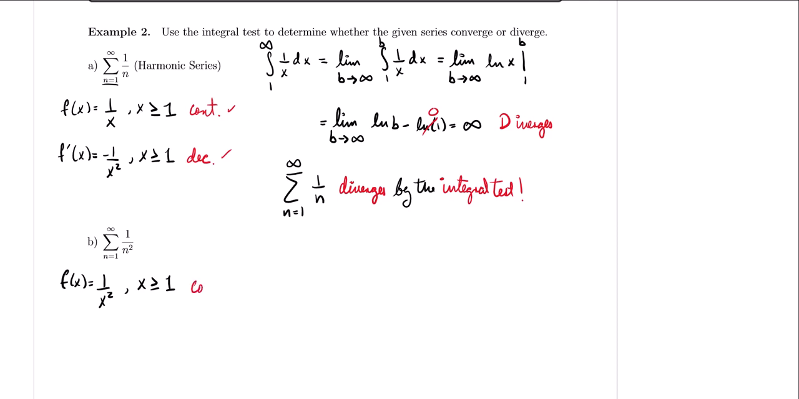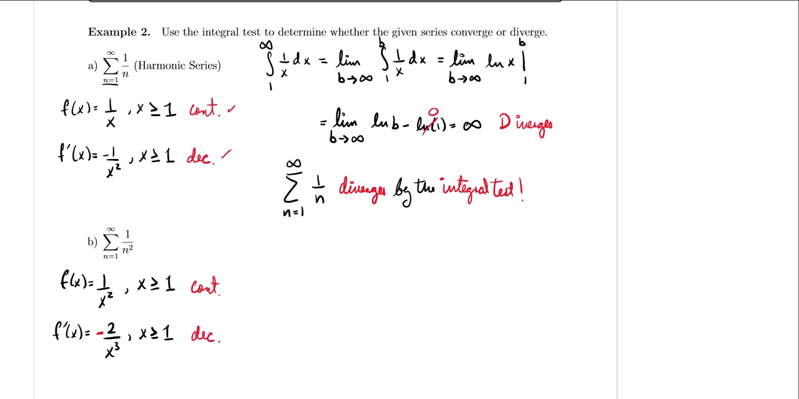And this one again is continuous, it is positive, and is it decreasing? Well, let's take its first derivative. So we have negative 2 over x cubed. Notice that if the x values are greater than or equal to 1, then yes, this function will be decreasing. Okay, perfect. So we can go ahead and use the integral test.